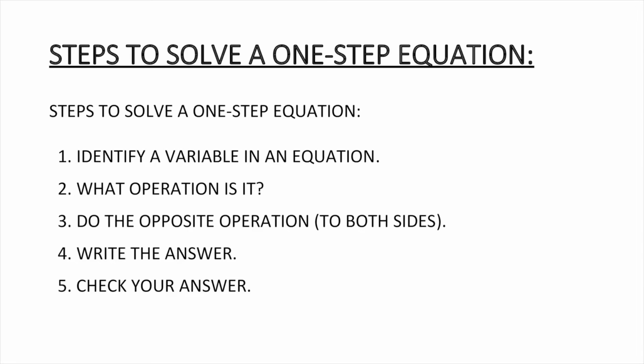This shows comprehension. Number 2, what operation is it? You must use the inverse operations to isolate the variable on one side of the equation. Number 3, do the opposite operation to both sides. Whatever you do to one side of an equation, you must do to the other side of the equation. In other words, you must keep the equation equal and balanced. Number 4, write the answer. Number 5, check your answer.